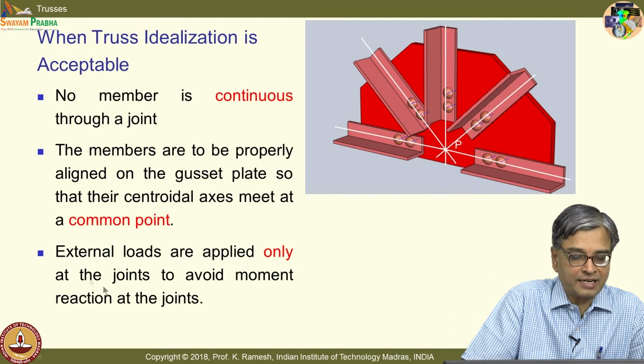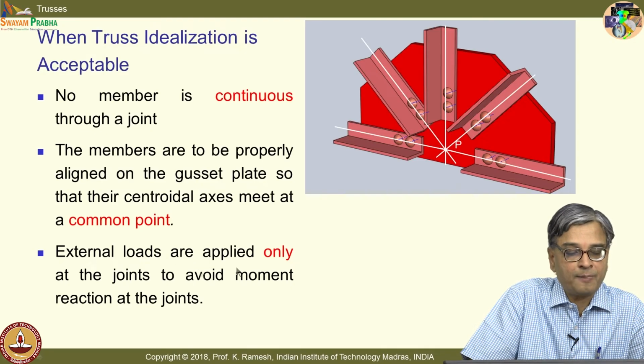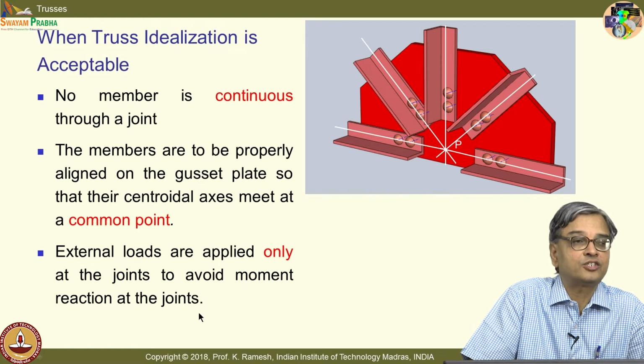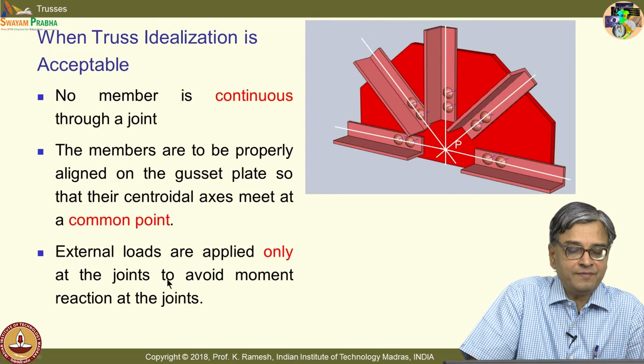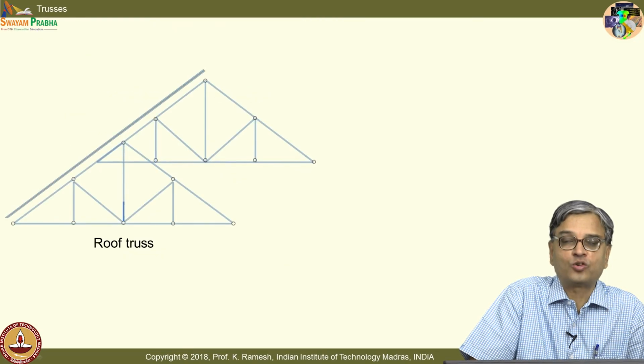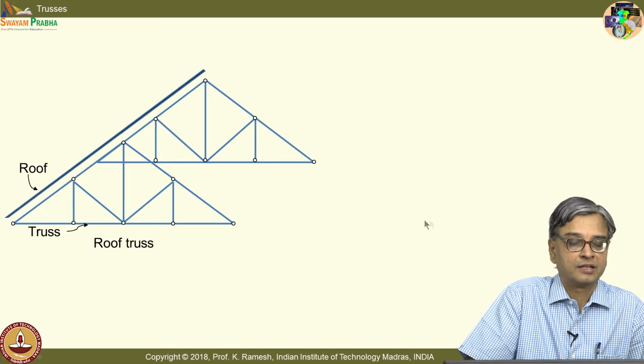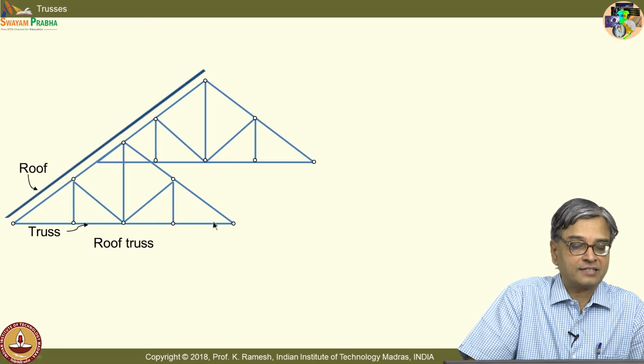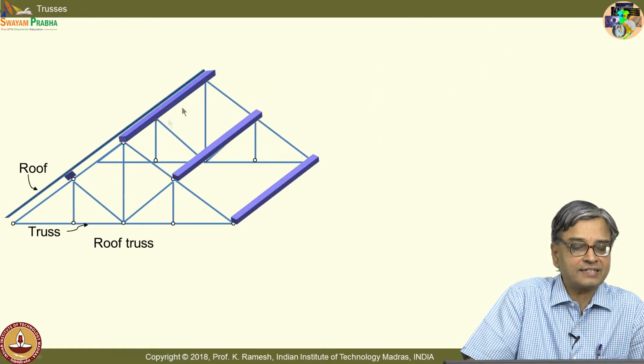Another important aspect is external loads are applied only at the joints to avoid moment reactions at the joints. This we would see. So, I am going to revisit how a roof is loaded and how a bridge is loaded. I have this as a roof truss, and I have these rafters, and these rafters are cleverly supported only at the joints.